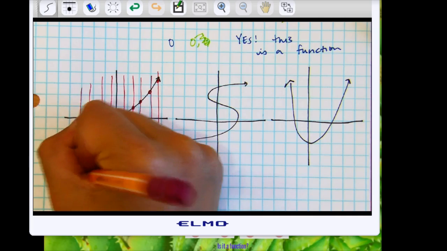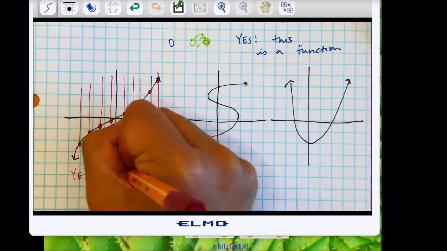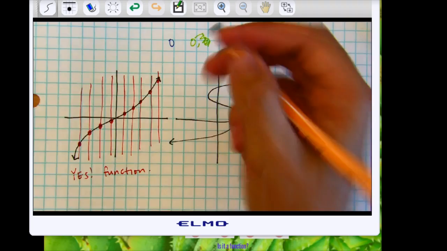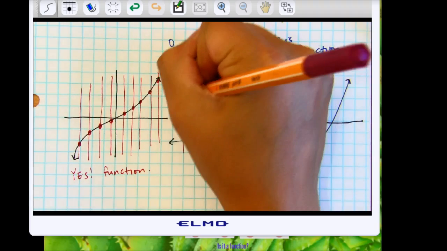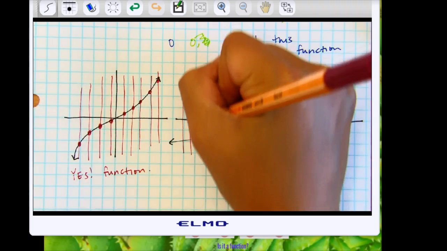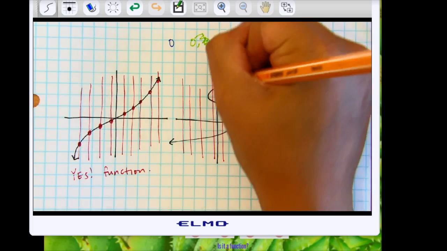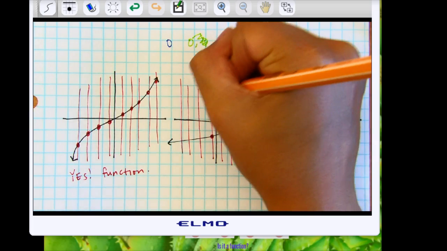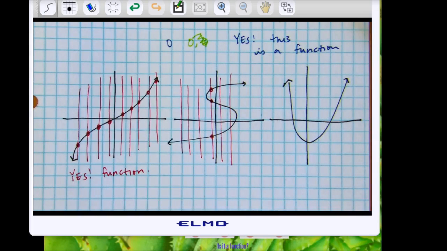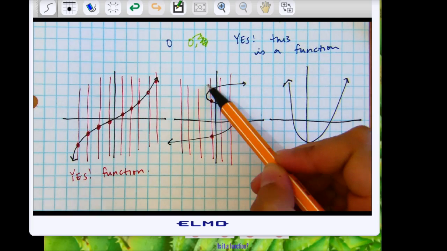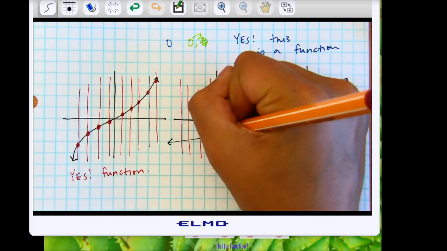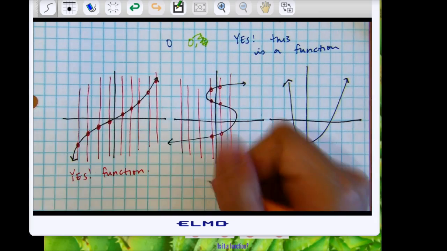Yes, it's a function, because each of these vertical lines only crosses my graph exactly one time. If I do this for my next graph, well, at a certain point, and you can kind of see it, my vertical lines start to hit my graph at more than one point. In fact, there are 3 intersection points on that one vertical line alone. So in this case, because of all these intersections on my vertical lines, this is not a function.